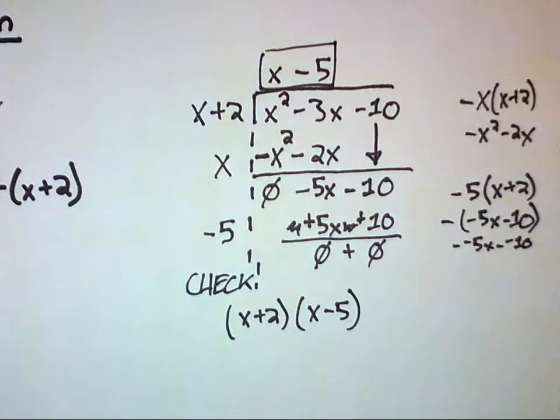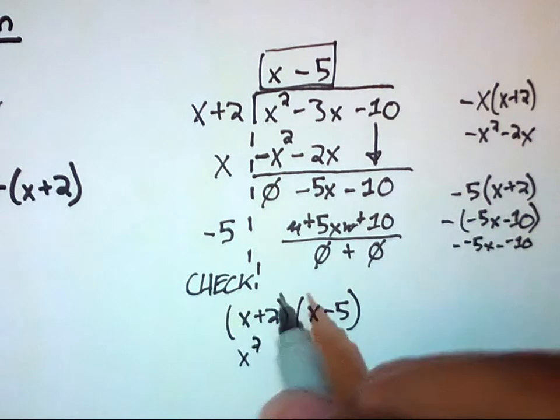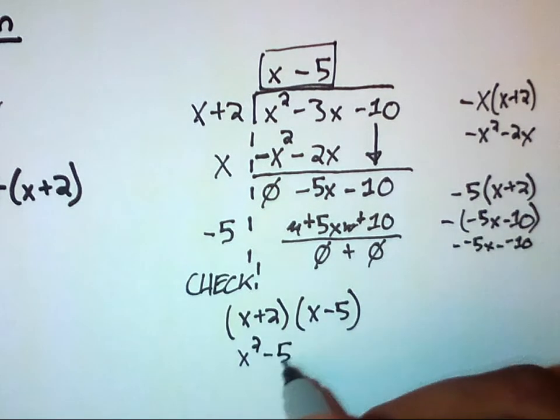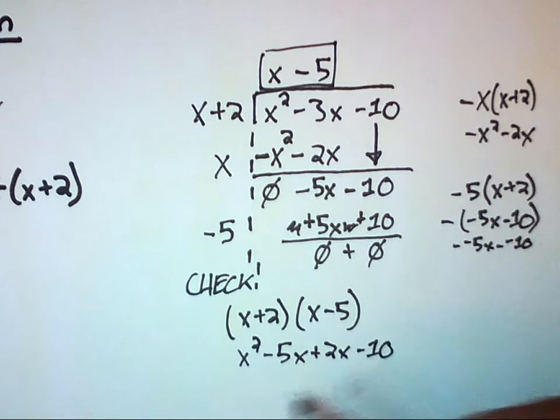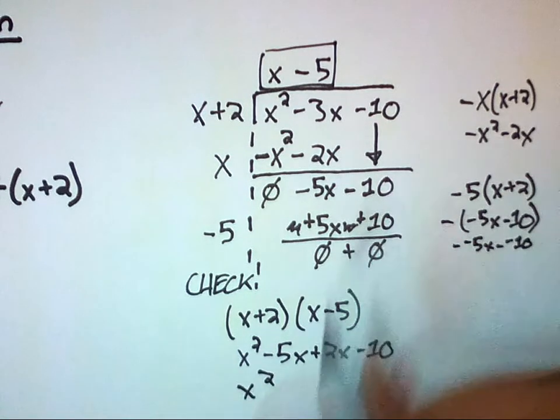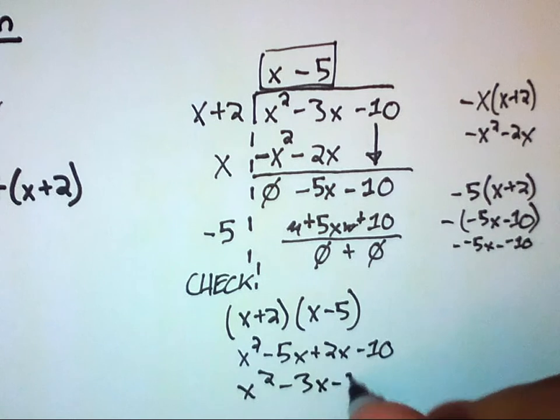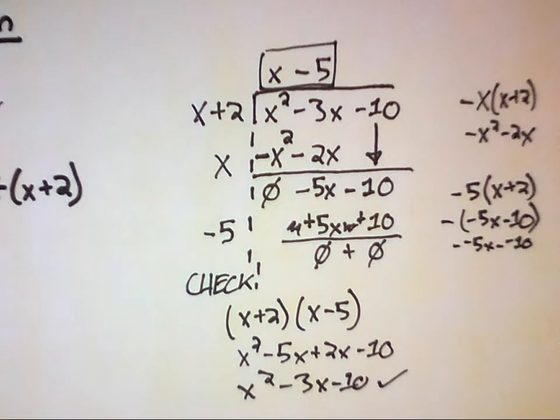And since this is two binomials, I can FOIL. X times x is x squared. Outsides would be minus 5x. Insides would be plus 2x. And last would be 10. And when I clean that up, x squared minus 3x minus 10. Oh, look, it's the same polynomial. So I did it right.